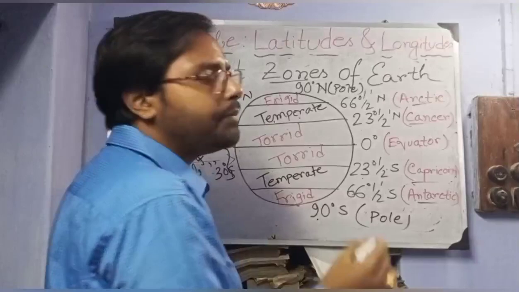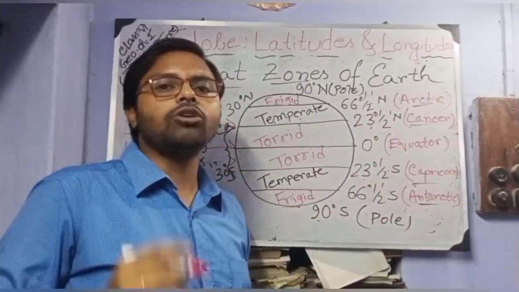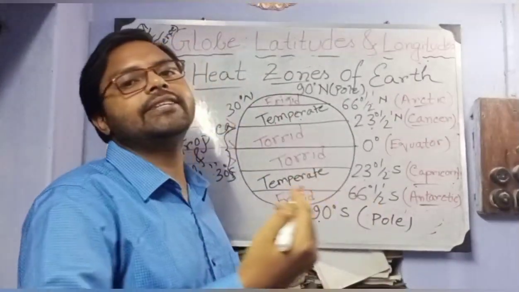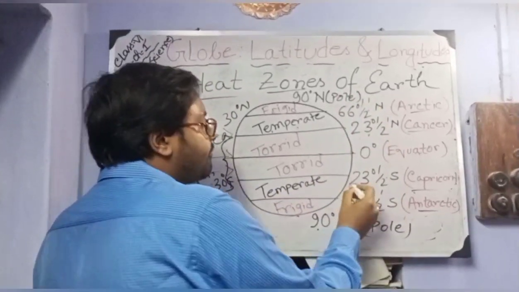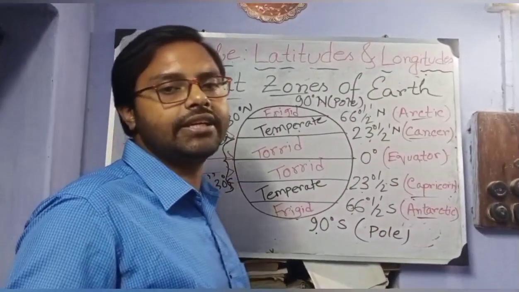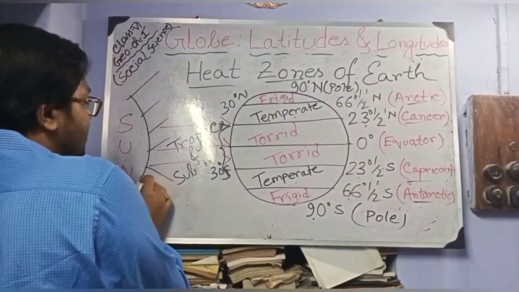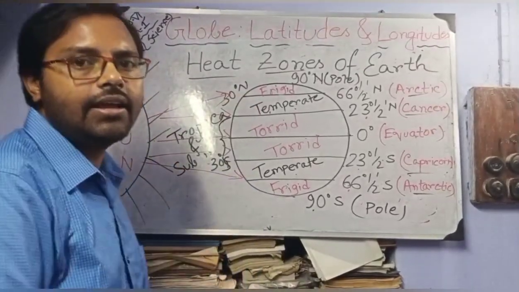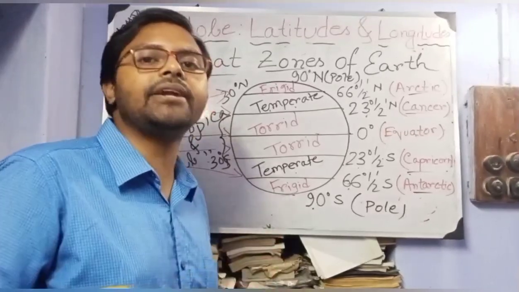The temperate zone is situated between 23 and a half degrees north to 66 and a half degrees north, or 30 degrees north to 60 degrees north, or 30 degrees south to 60 degrees south. In both hemispheres, the latitudes from 23 and a half to 66 and a half, or 30 to 60 degrees, belong to the temperate zone, where the sun does not shine directly. There is a slanting ray of the sun. That's why the temperature is normal. That's why it is known as the temperate zone.